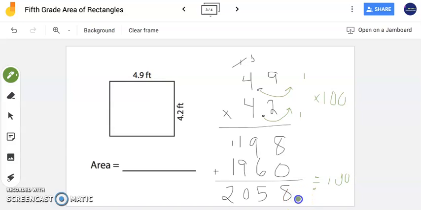So now every whole number has a decimal point at the end of it. I am going to divide by 100 by moving my decimal 1, 2 places to the left, giving me a final answer of 20 and 58 hundredths square feet. And therefore, that is my final answer. Do not forget to include your decimal point in your final answer, making sure after you multiply, you look back at the problem and determine where you are going to put your decimal point.